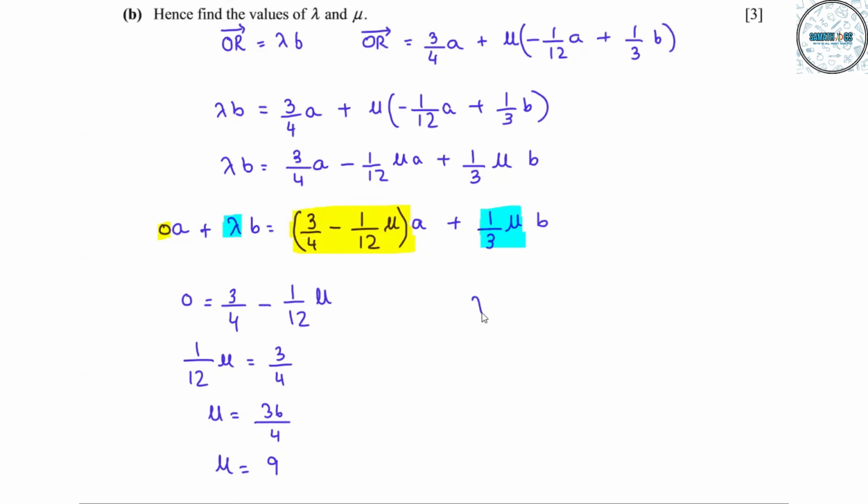Then lambda is equal to 1 upon 3 mu. So lambda is equal to 1 upon 3 into 9. So lambda is equal to 3. So we have got the values of lambda and mu. Lambda is equal to 3 and mu is equal to 9.